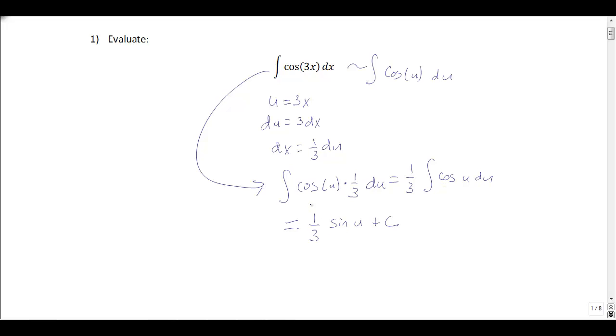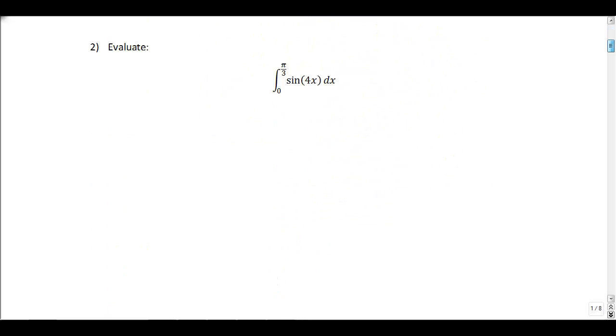And then there's a temptation to box this up as the answer, but this has a u in it. That's not quite what we want, because our problem started with x's, so we should have x's. To get the x's back, you just use u equals 3x again. So you get 1/3 sine 3x plus c. And there's your answer. Next one.